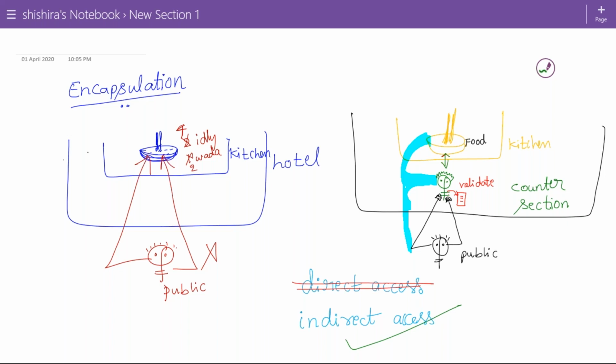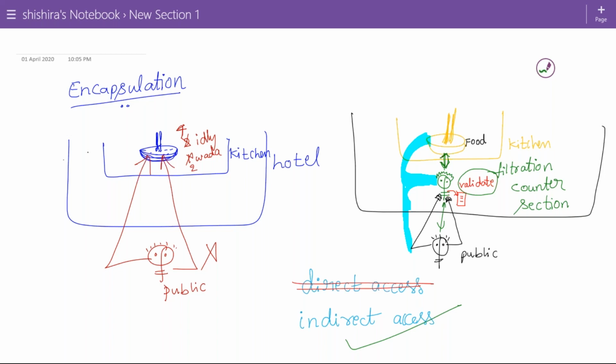Observe here, this fellow, the public customer, is not allowed to access the food directly, but he has to access this indirectly through this middle person, the so-called counter person. The advantage is that here validation or filtration can be done. In between, this person is going to check whether you have paid the money or not, and accordingly, however much money you have paid, is going to serve the food to you. So this is possible by using indirect access.